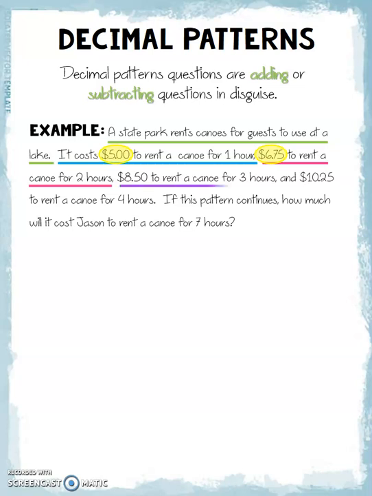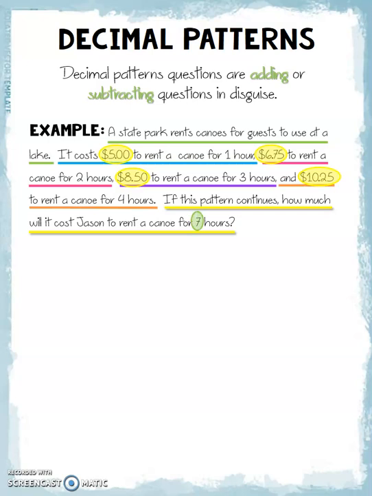The next part of the sentence tells me it cost $8.50 to rent a canoe for 3 hours. So again, I'm getting a little bit more expensive. And $10.25 to rent a canoe for 4 hours. So that whole sentence told me that every time I add an hour of time on, my rental price increases a little bit. Now, finally, the question sentence asks, if this pattern continues, how much will it cost Jason to rent a canoe for 7 hours?